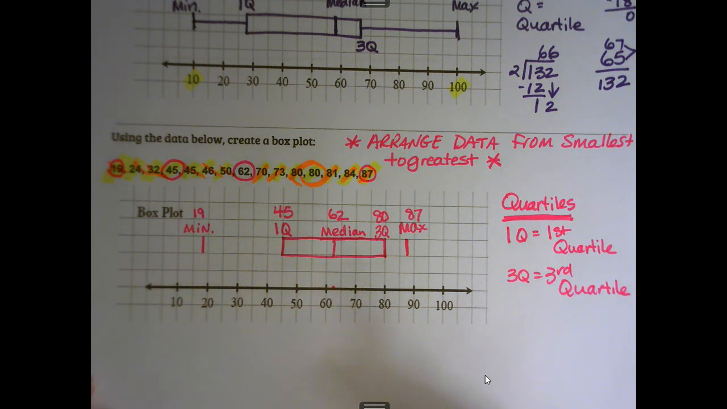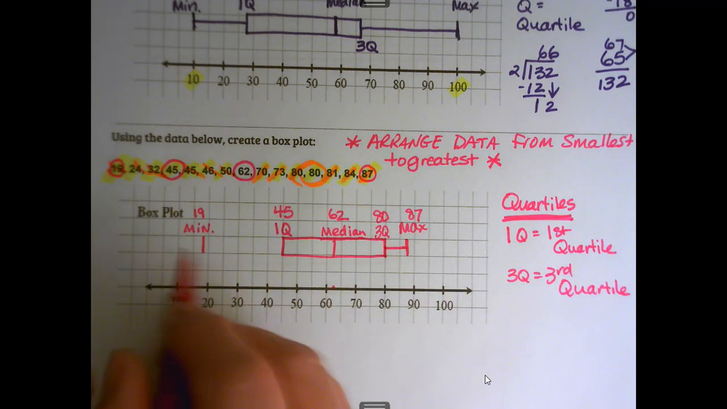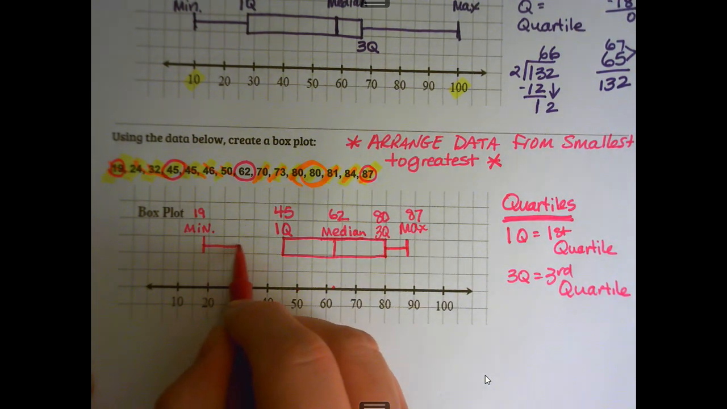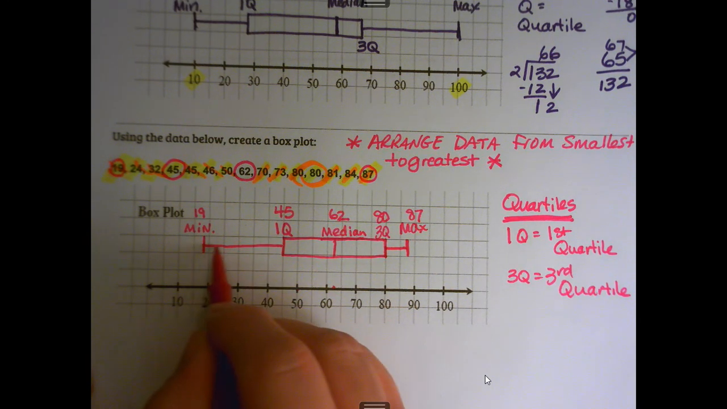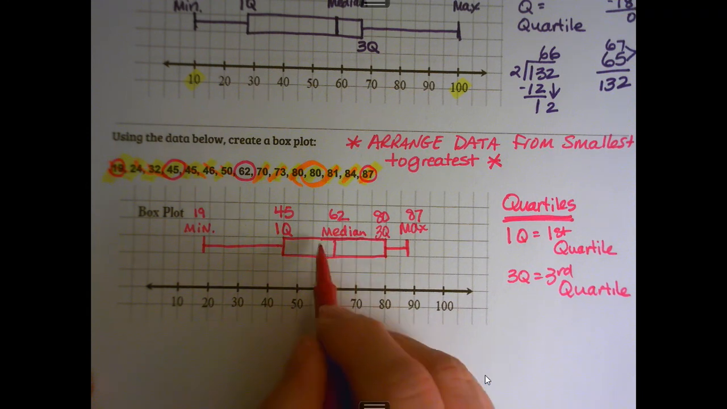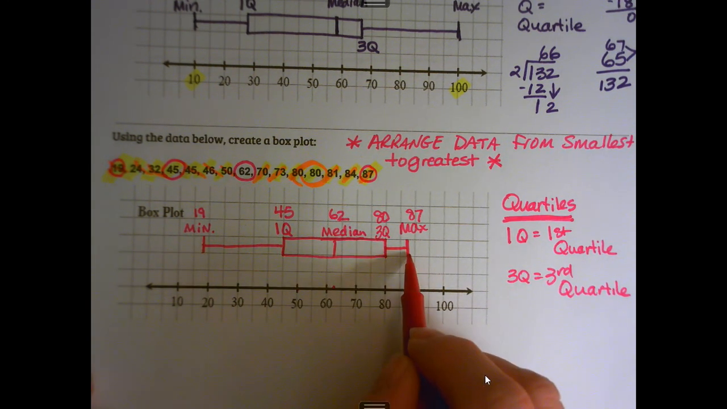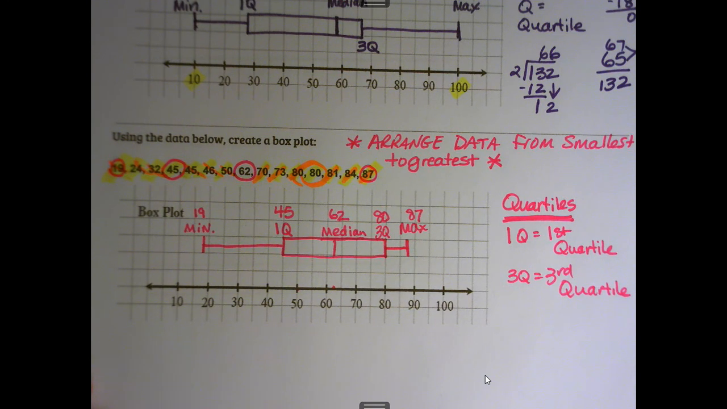Sometimes we call this box and whisker plots, and the reason it's called a box and whisker plot we talked about a little bit yesterday, and that's because we have these lines or whiskers that connect our chunk of data in the middle to our minimum and to our maximum. And there you go.